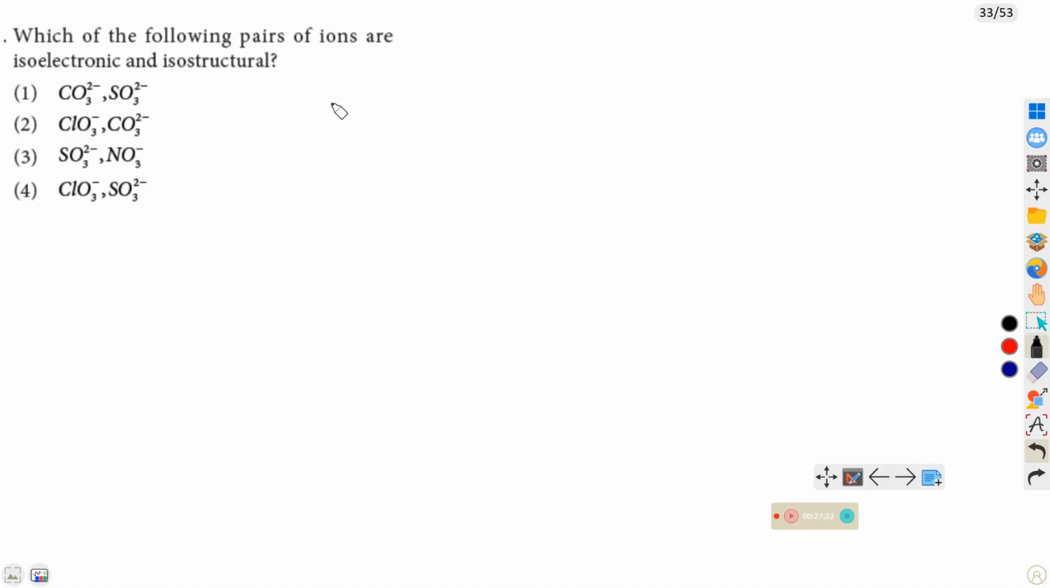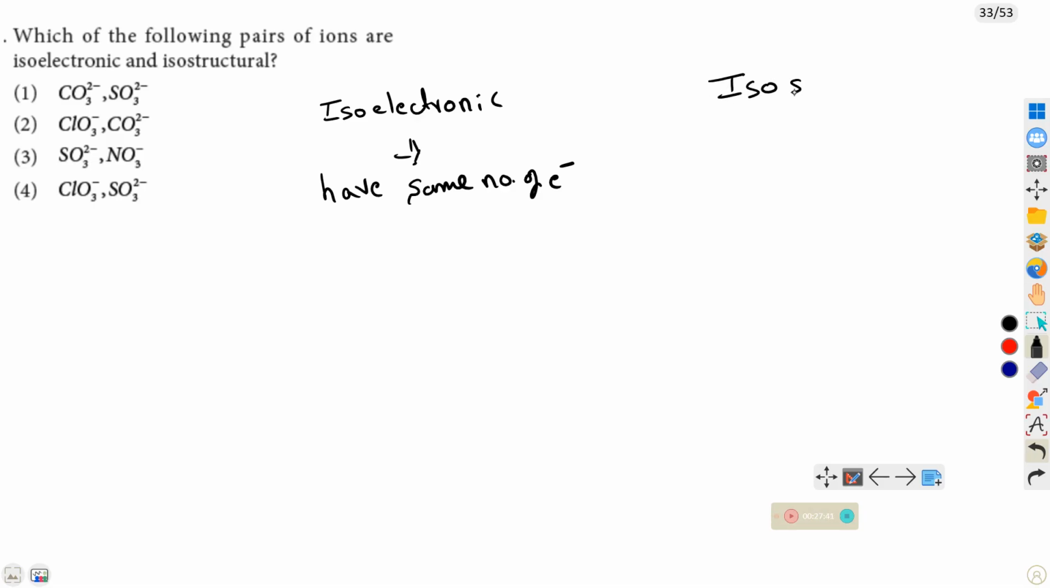Which of the following pairs of ions are isoelectronic and isostructural? What is isoelectronic? Species that have the same number of electrons are considered isoelectronic. Isostructural means the same molecular geometry. Then that is considered as isostructural.